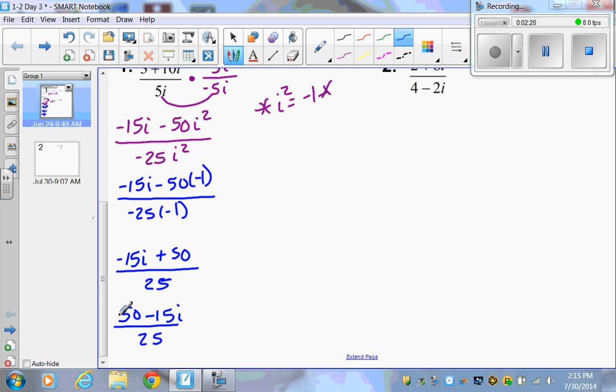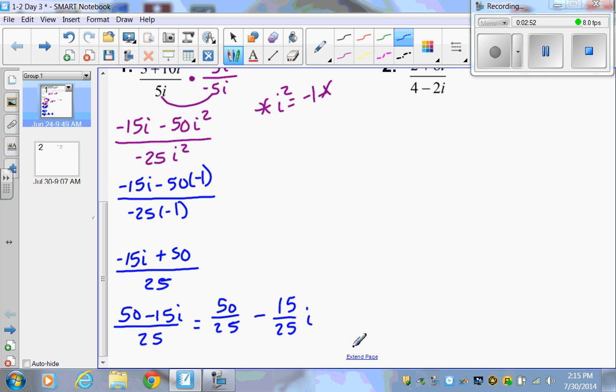And then we're going to break this up into two fractions. The first fraction comes from the real part, so that's going to be 50 over 25. The sign in the middle is the sign in front of your second number, so in this case it's going to be a minus. And then your second fraction comes with your imaginary number, 15 over 25i.